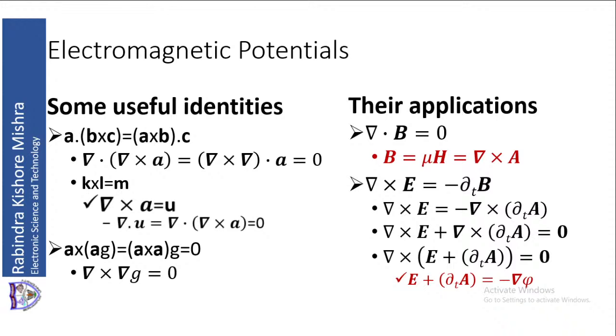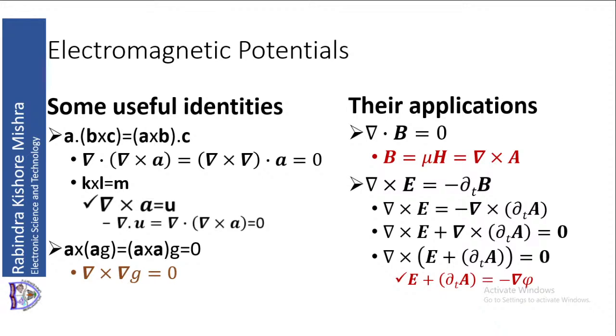Look at the last identity on the left hand side. Curl of grad G is equal to 0. Here we are seeing curl of E plus dou t A is equal to 0, which means E plus dou t A can be represented as grad of something, grad of a scalar. And so E plus dou t A is equal to minus grad phi. Why we are taking minus sign? That will be clear later. We also have already seen why it is minus sign. So that will be clear later.